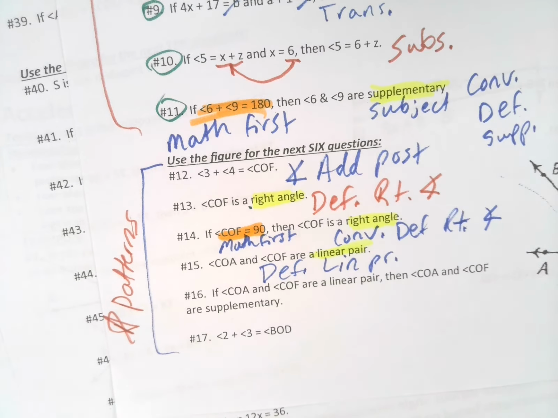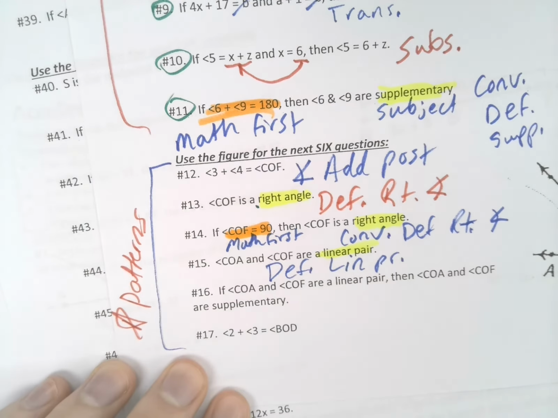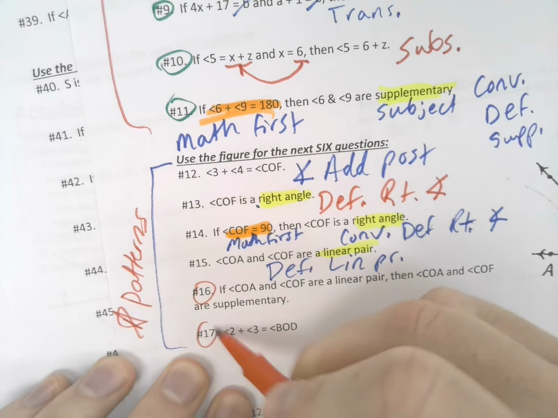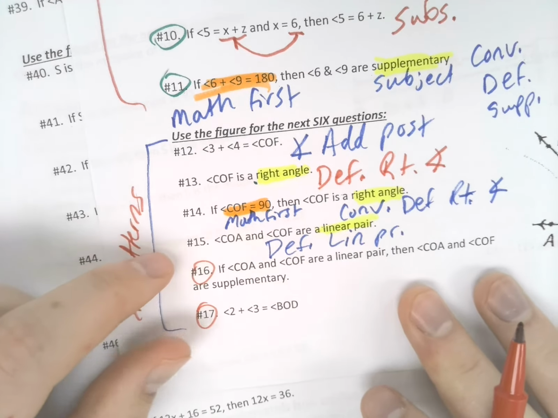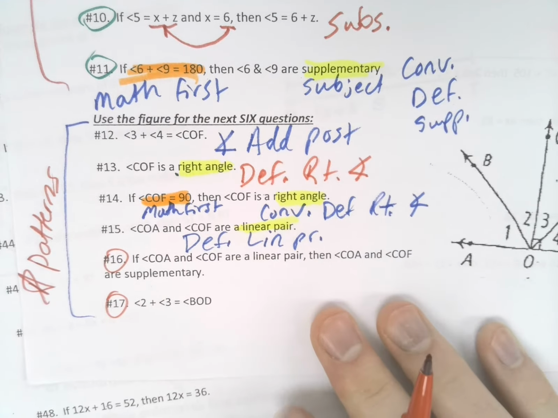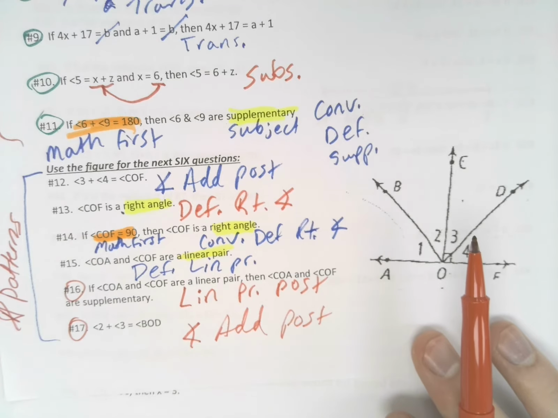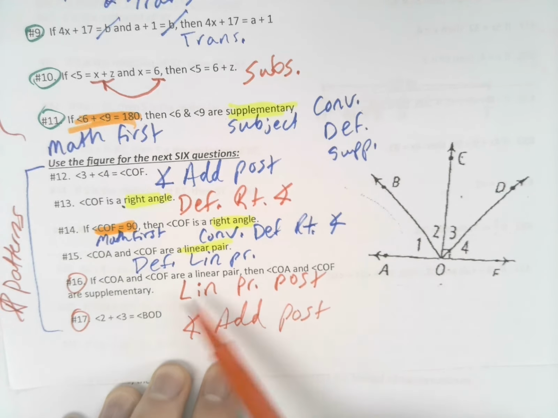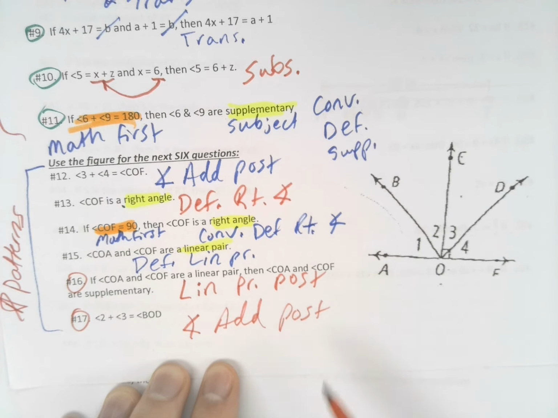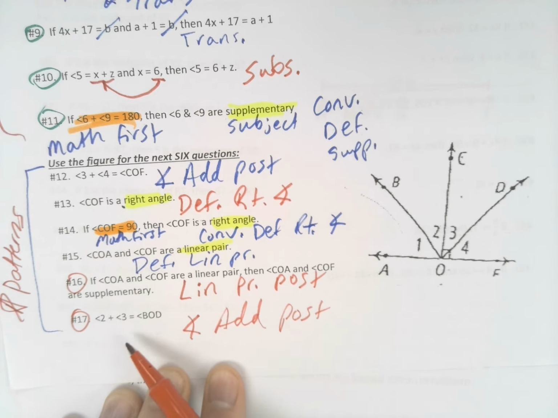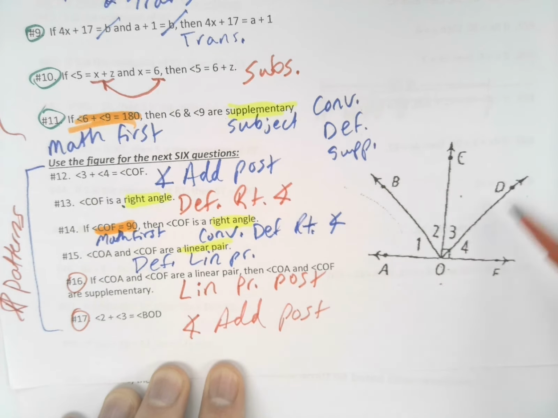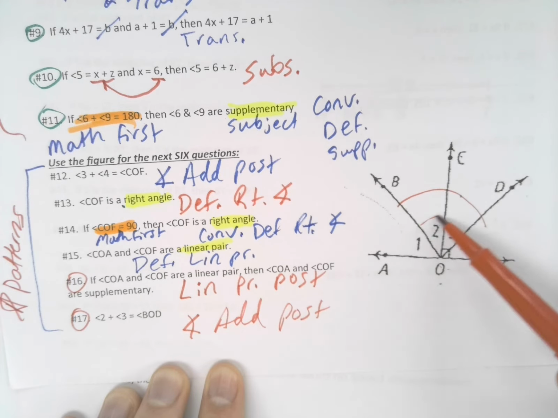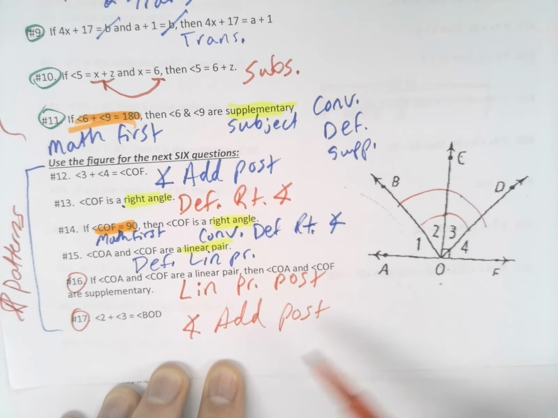And so what I'm going to do is I'm going to let you guys try numbers 16 and 17. See if you can finish this for me. See if you can take care of this. All right, 16. If this is a linear pair, then they are supplementary. That's the linear pair postulate. And angle 2 plus angle 3 equals BOD. That would be part plus part equals the whole. So angle add post. All right, guys.